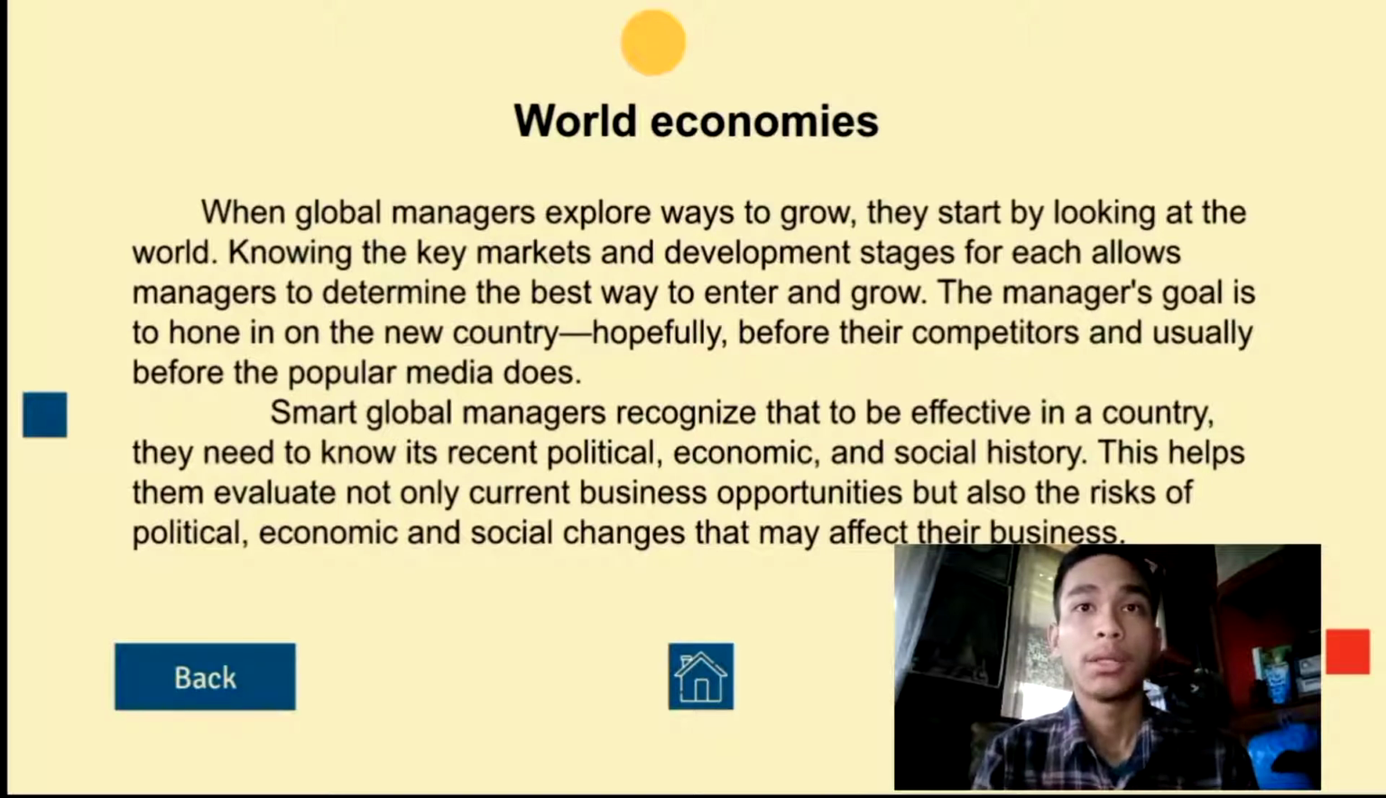Smart global managers recognize that to be effective in a country they need to know its recent political, economic, and social history. This helps them evaluate not only current business opportunities but also the risks of political, economic, and social change that may affect their business.